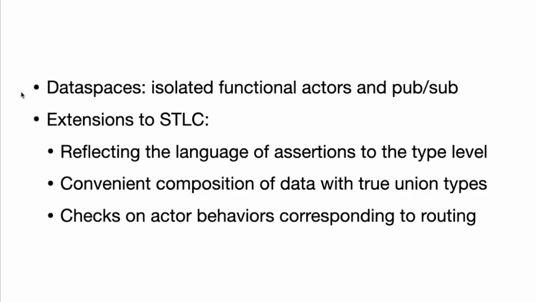Now to recap what we've seen, the dataspace model of concurrency seeks to tackle the tension between isolation of concurrent components and sharing knowledge among them using tuple space-inspired publish-subscribe communications. To extend the simply typed lambda calculus with types that allow us to capture the structure of dataspace communication, we can first reflect the assertion language at the type level, second, combine different possible communications with unions, and third, perform type-level routing to understand which communications are possible.